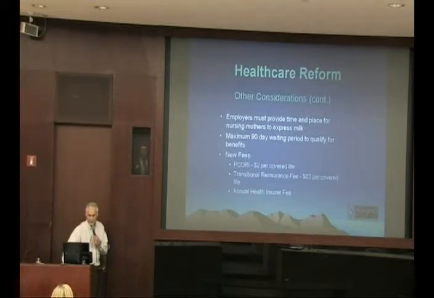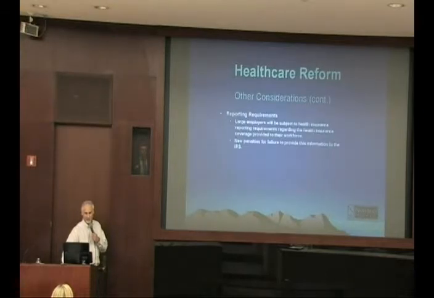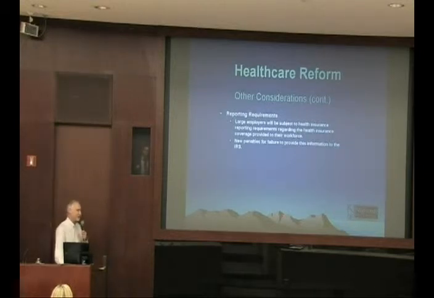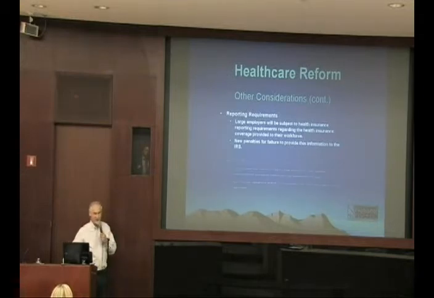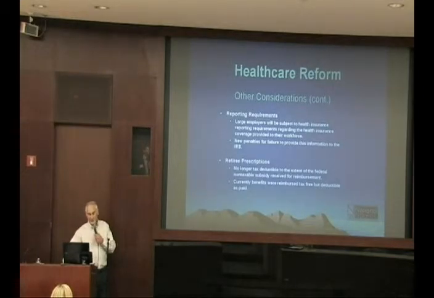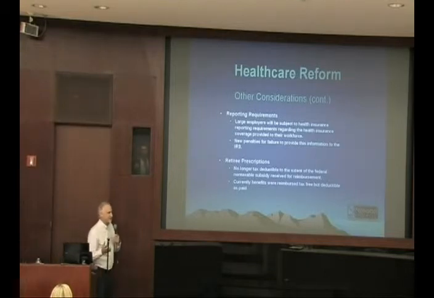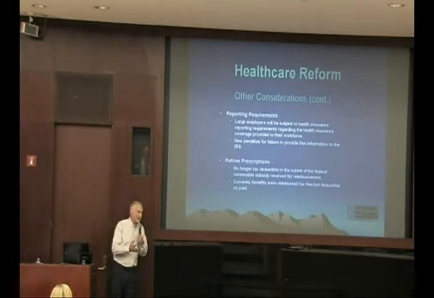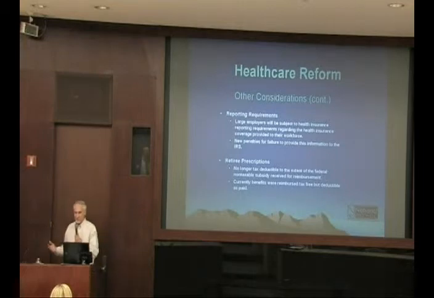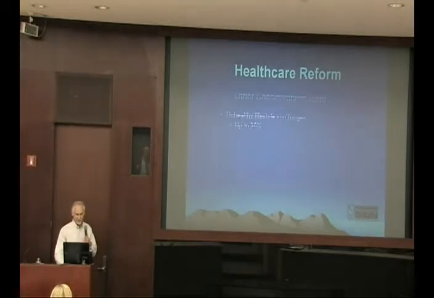Maximum 90-day waiting period. A bunch of fees that are going to cause your health insurance to get expensive. Reporting requirements. You're going to have to report to the IRS what you're doing from a health insurance standpoint, so that when the exchange calls, they can tell them whether or not they have a plan that's being offered. Retiree prescriptions. If any of you are covering prescriptions for your retirees, you used to be able to deduct the cost of what you subsidized and get reimbursed by the government. You're no longer going to get reimbursed by the government.